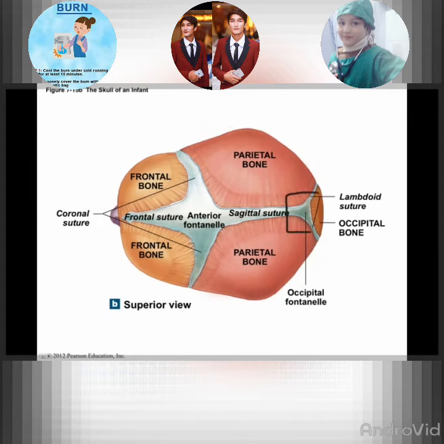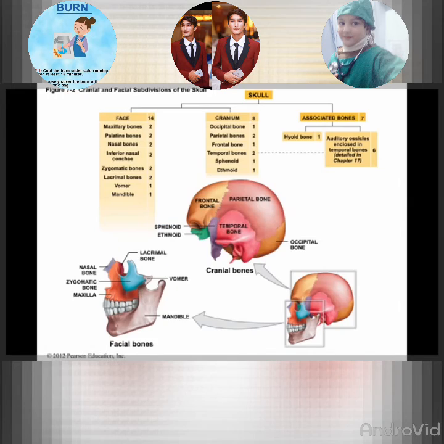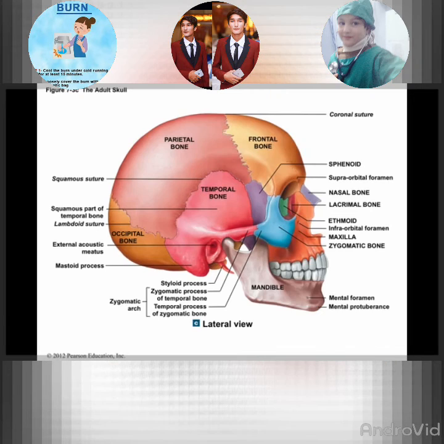Another fontanelle that we see on this picture is called the occipital fontanelle. It's where the sagittal suture meets up with that lambdoidal suture. That's the end of this section on the cranial bones, and we'll continue in the next section talking about the facial bones. There are 14 different facial bones that we need to learn: the maxillary bones, the palatine bones, the nasal bones, the inferior nasal concha, the zygomatic bones, the lacrimal bones, the vomer, and the mandible.